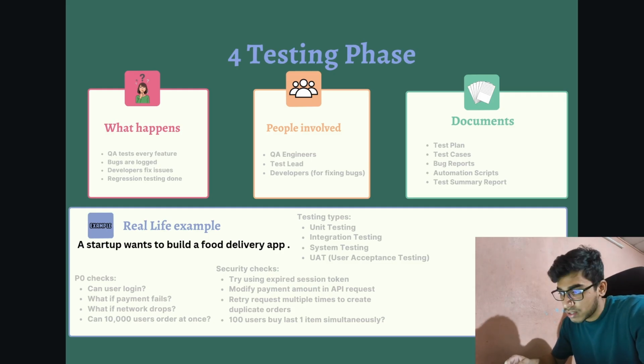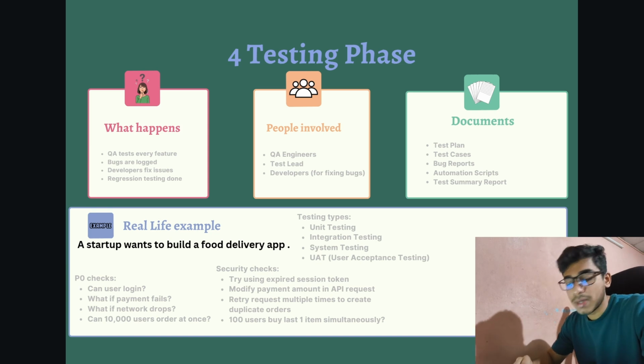Then comes the documentation, in which the test case plans are mentioned, like what the test cases are, what bugs were reported, then the automation scripts written in that case, and the test summary reports. In the real life example, okay, this is the best thing. So there are two things. One is the basic flow check, which comes under P0 checks, which means these are the most important things we need to check, which involves checking if the login page is working correctly, if the payment is not failing, what happens if the network drops, and can multiple people place orders, and all those things are mentioned.